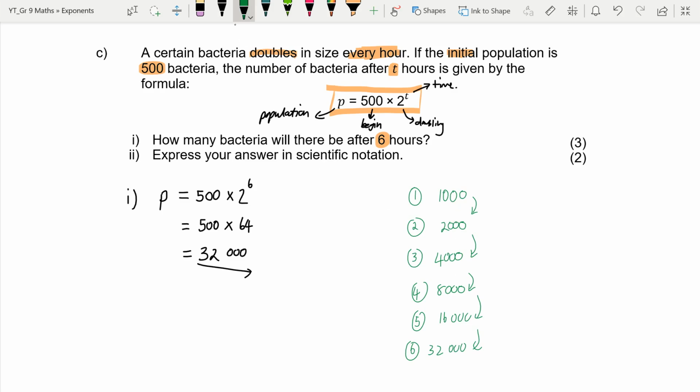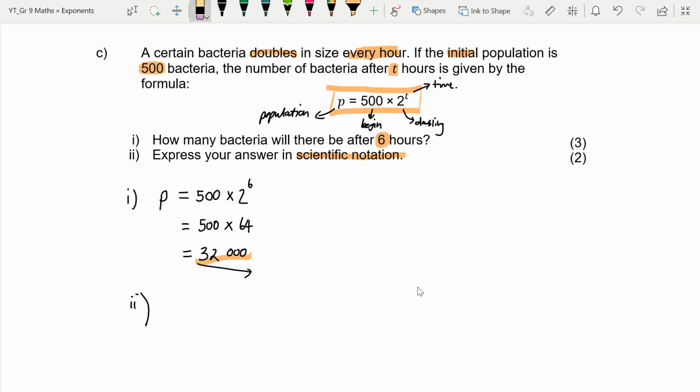Okay, let's see what is next. So for the second question, it says, express your answer in scientific notation. Okay, so now we need to represent the 32,000 as scientific notation. So let's quickly just remember how that works. We need the comma to be between the 3 and the 2, right? Let me just go write down that formula for our scientific notation again. So what does that look like?